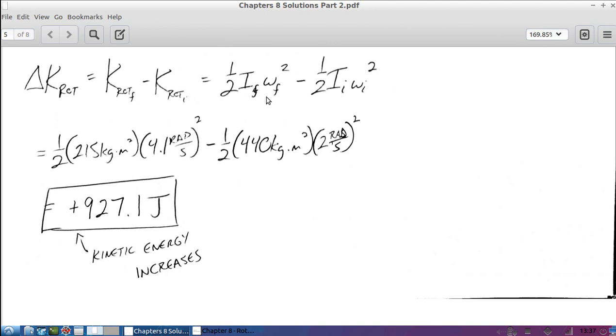So we have all these numbers now from the first part. We have our change in moment of inertia, our change in angular velocity. We can plug everything else in, and we actually get a positive kinetic energy. So the kinetic energy of the system is actually increasing as the moment of inertia decreases.